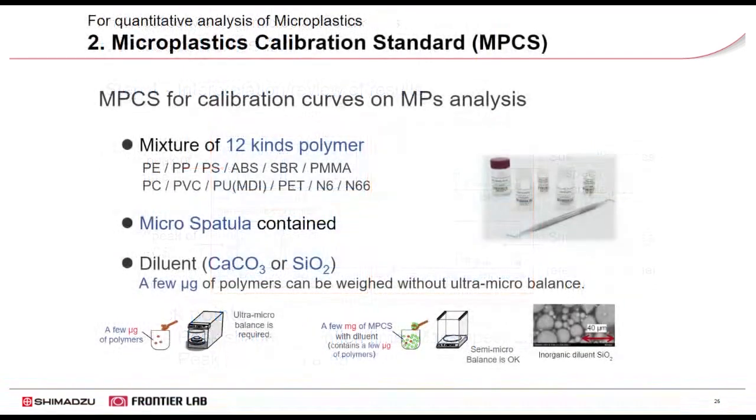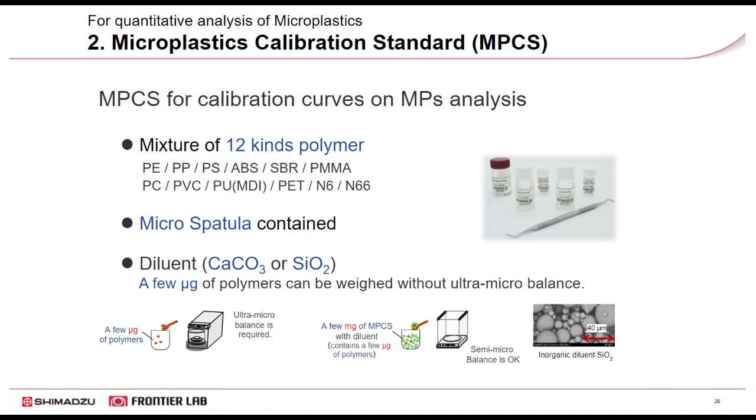The Microplastics Calibration Standard Kit allows you to create calibration curves to quantify microplastics easily. Two microplastic calibration standards with different diluents, SiO2 or CaCO3, are available. Both contain a few micrograms of each of the commonly used 12 polymers, which are homogeneously dispersed with a solid diluent for easy weighing on semi-microbalances. Since the quantification target is microgram order or below, an ultra microbalance is needed to measure sample weight in the microgram range or less.